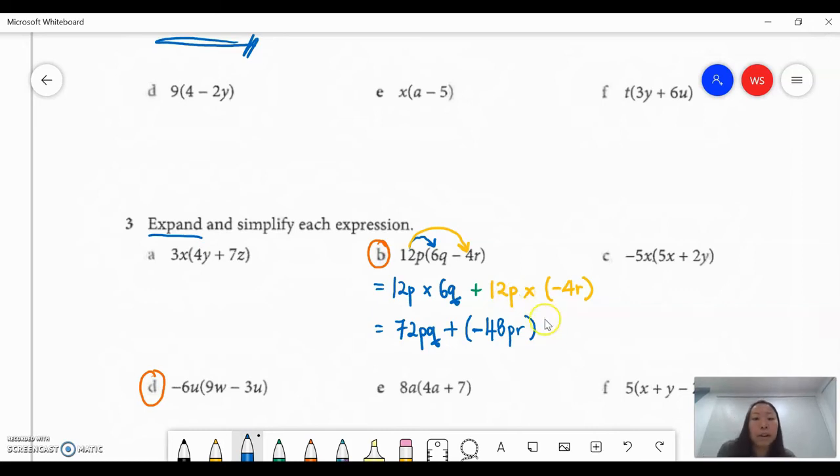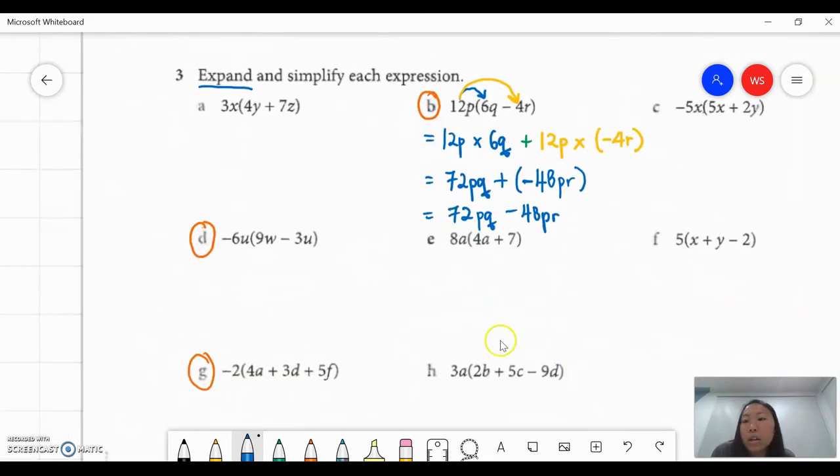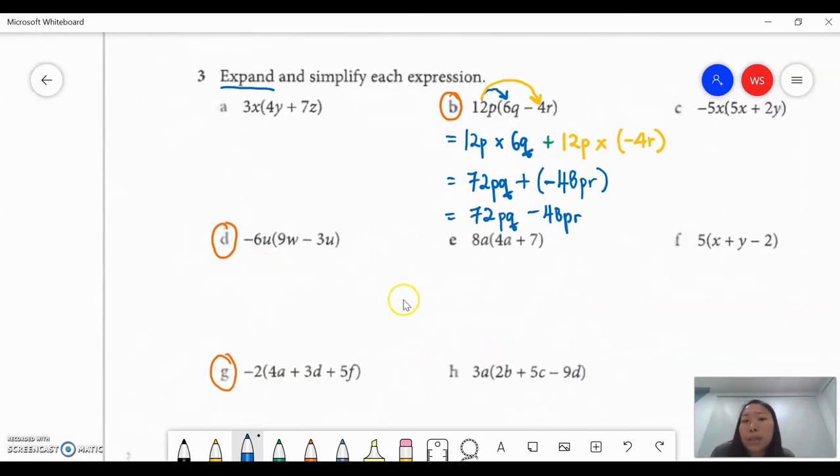Simplifying on the last stage, you can simplify your signs here, and that will be a minus in the middle. So 72pq minus 48pr. We can't simplify it further because our terms are not like terms at all. One is pq, the other is pr. Okay, so that's question 3b.